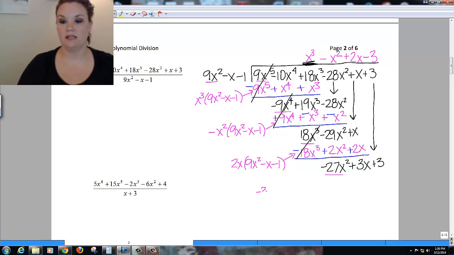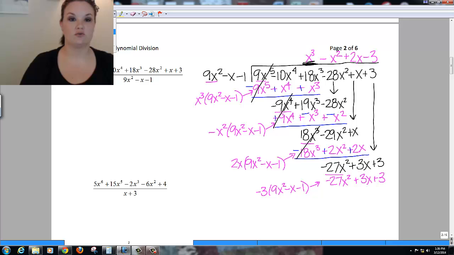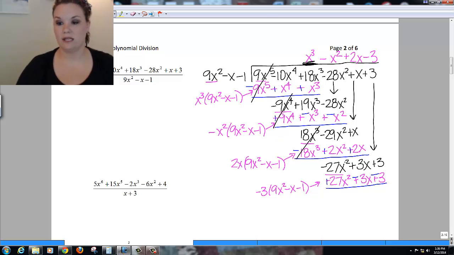So I'm going to do negative 3 times my divisor, which is 9x squared minus x minus 1, and write that here. So negative 3 times 9x squared is negative 27x squared. Negative 3 times x is positive 3x. Negative 3 times negative 1 is positive 3. I draw my line, change all my signs so they become positive, negative, negative. And notice when I combine down, everything cancels out, right? If everything cancels out, I'm left with a 0.